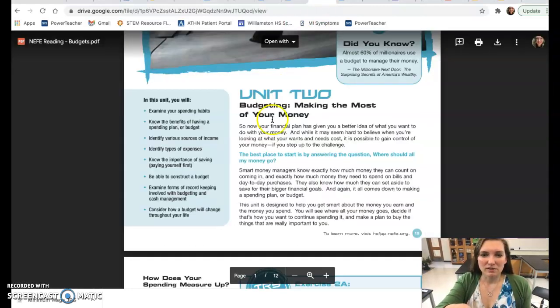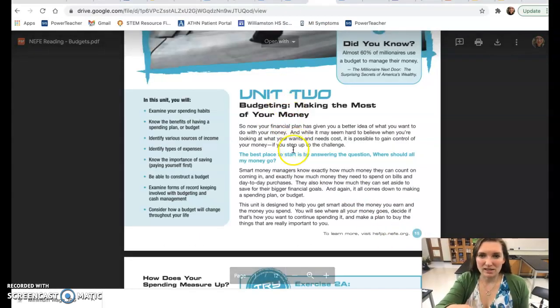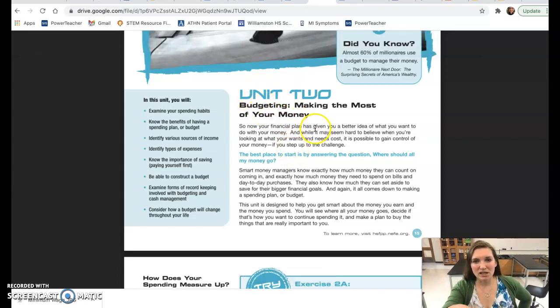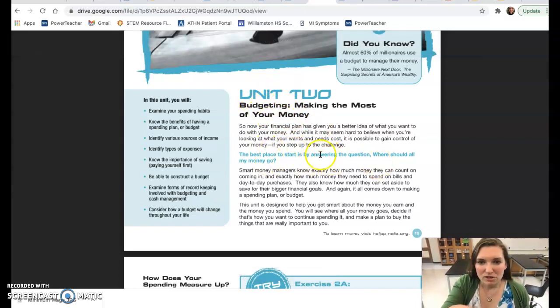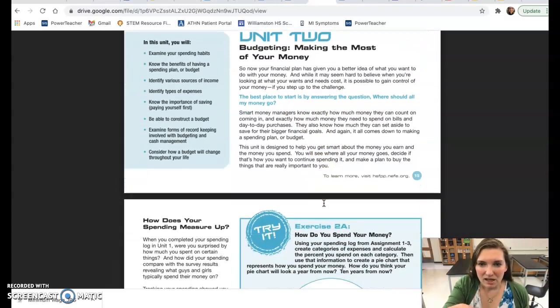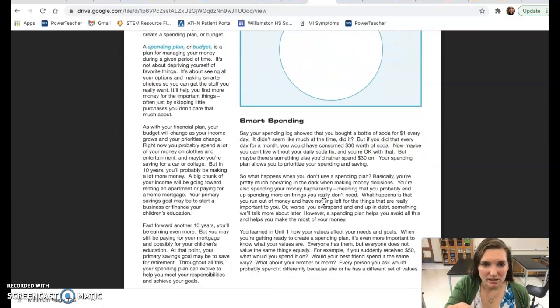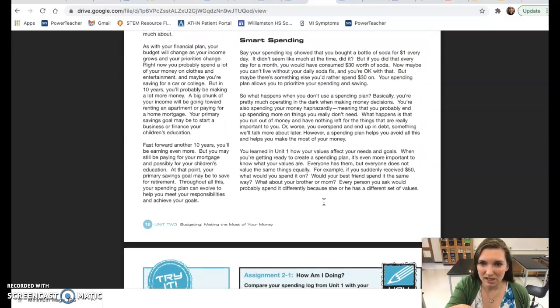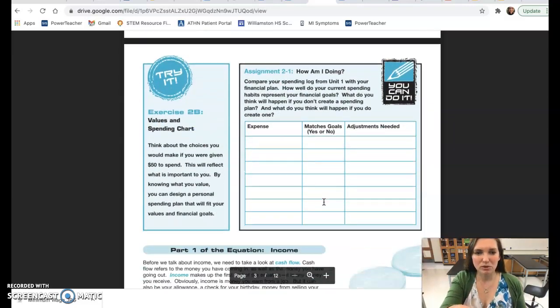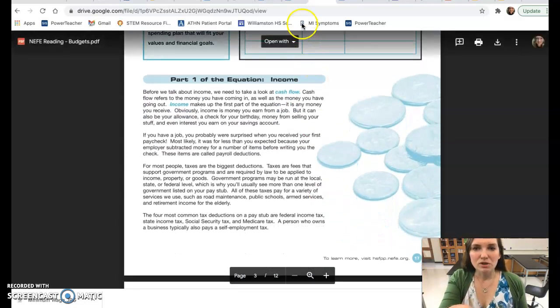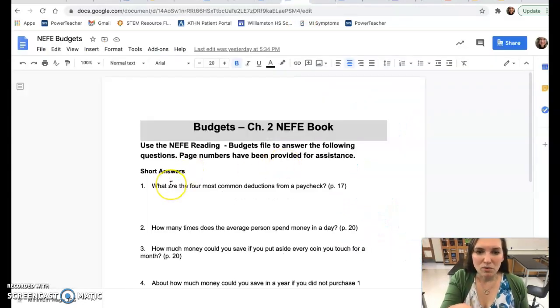So we're starting at page 15 here. I'm going to just skim through this stuff. I see that it's about budgeting. I see this part, where should all my money go? Then I see it's talking about learning about budgeting and spending smart. You can definitely read that if you would like to, but I'm going to scoot you forward to right here. The first question is, what are the 4 most common deductions from a paycheck?